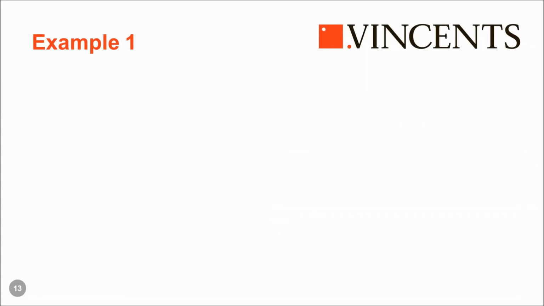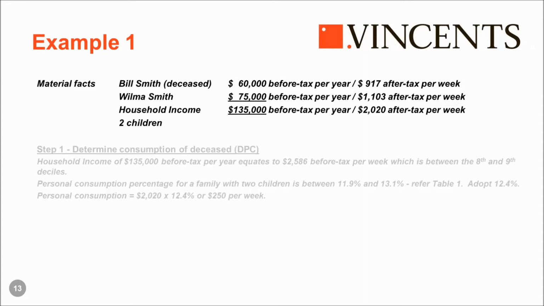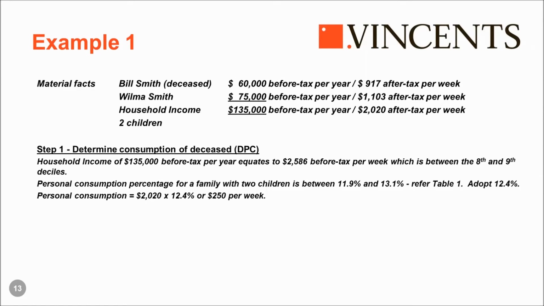So I'll get James now to run through one of the examples and show you how this actually would be done. Alrighty. Now for this first example, we've got the before and after tax income pool just at the top of the screen there. And as you can see in this example, we've assumed that this household also has 2 children. Now the first step is going to be using the tables in the paper just to come up with a personal consumption percentage of 12.4%, as you can see there.